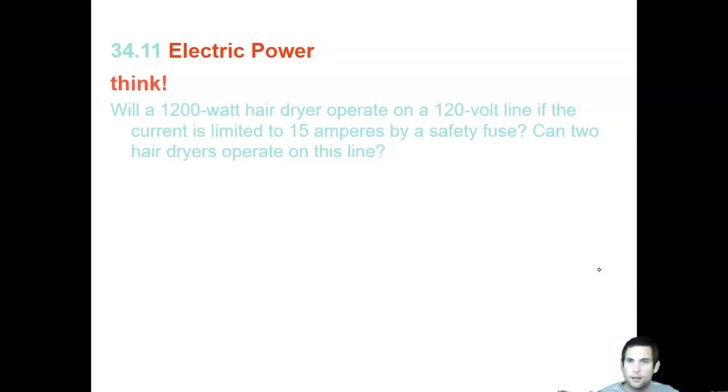All right. Will a 1200 watt hairdryer operate on a 120 volt line if the current is limited to 15 amps by a safety fuse? Can 2 hairdryers operate on this line? Pause it, try it, work it out.